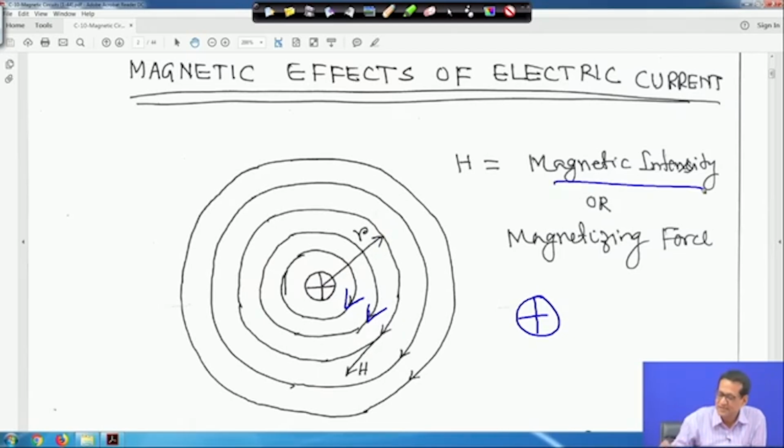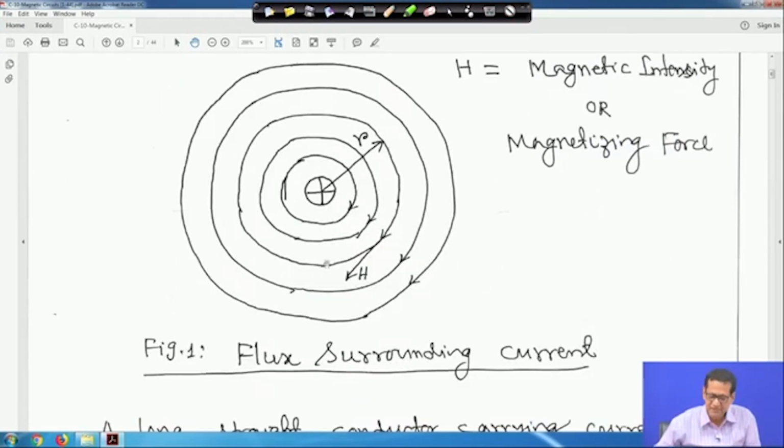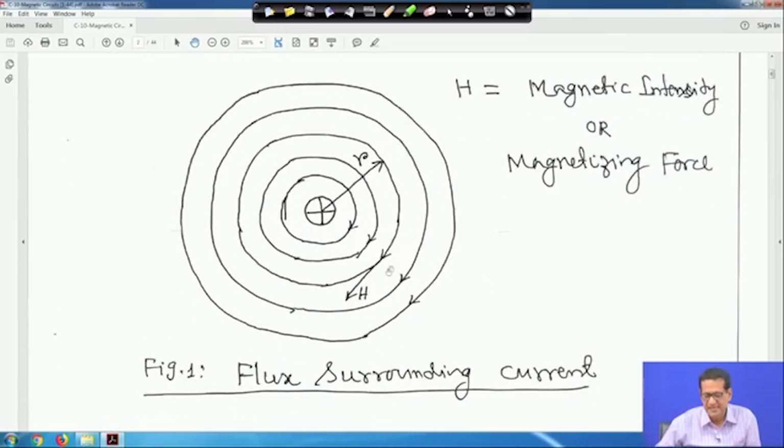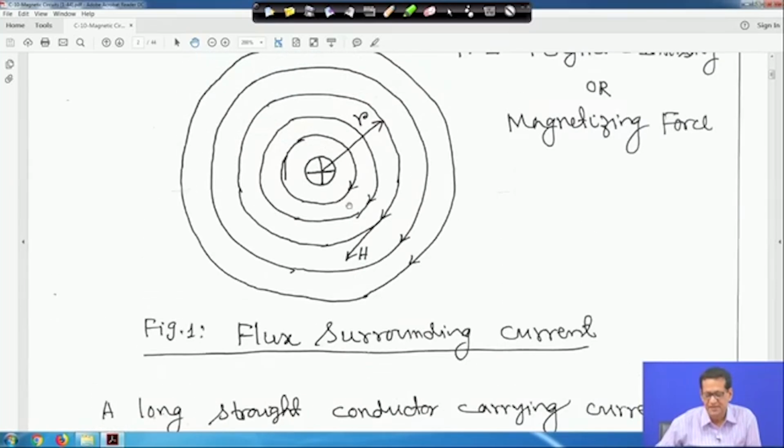H is the magnetic field intensity, or sometimes we call it magnetizing force. And r, we will come to that later, is the radius. The magnetic field is uniform around the conductor. It is tangential at every point and remains constant. So this is the flux surrounding the current.